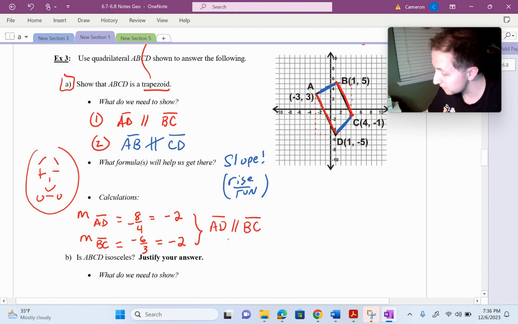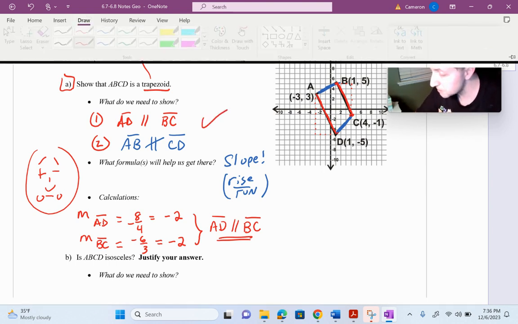And I need to mention that. This is something you have to write. You can't leave that up to the reader to infer. You have to make that claim. So we've shown step 1. Now we move on to step 2.